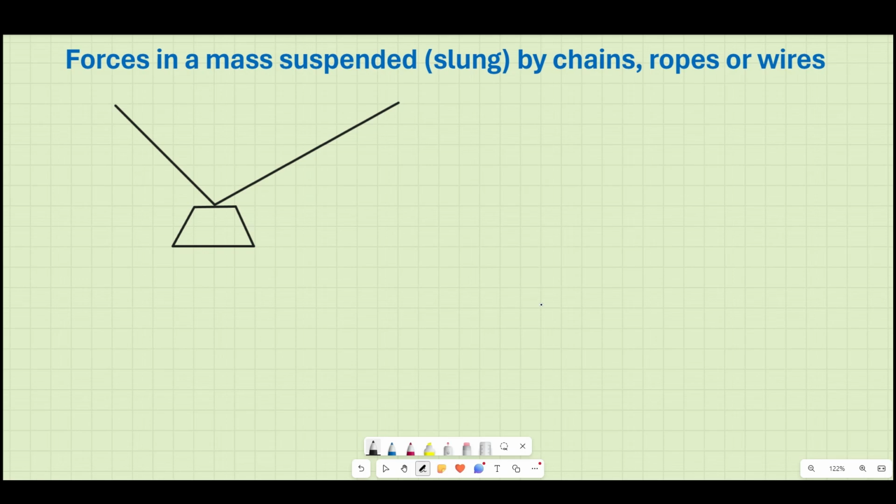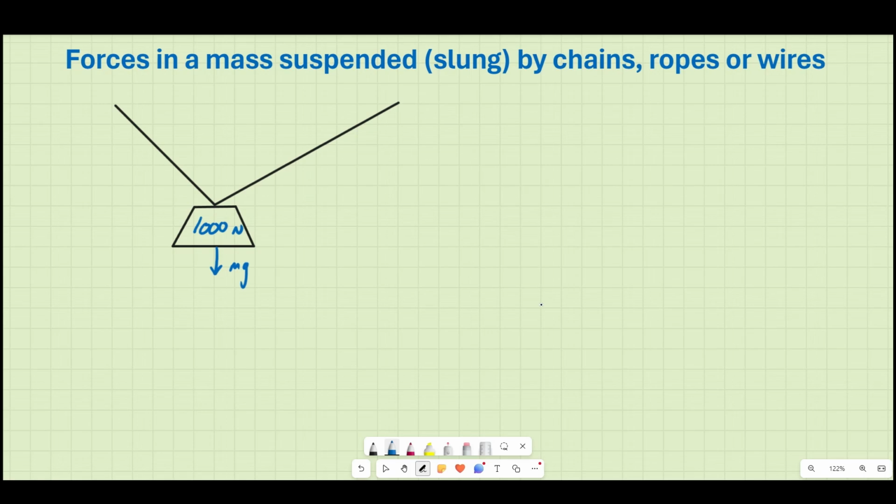Okay, so in this video, we're going to look at how to work out the forces in chains or ropes or wires where we've got a mass suspended or slung by them from a ceiling, say. For example, let's say that our mass has a weight of 1000 newtons, and that is straight down, which is due to its mass and gravity.